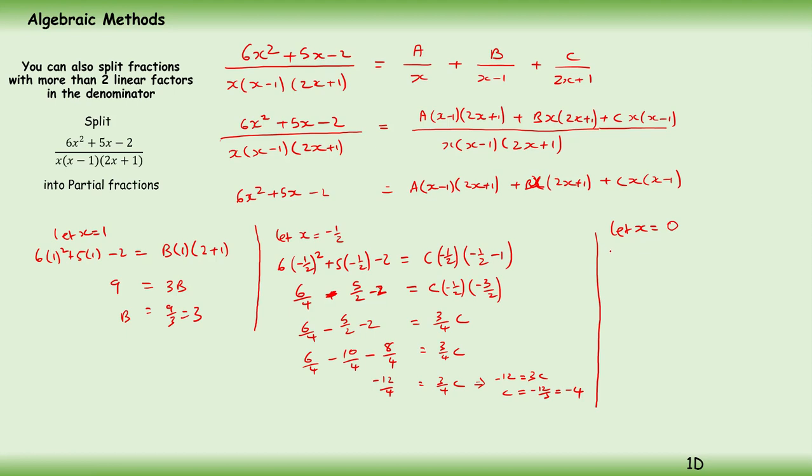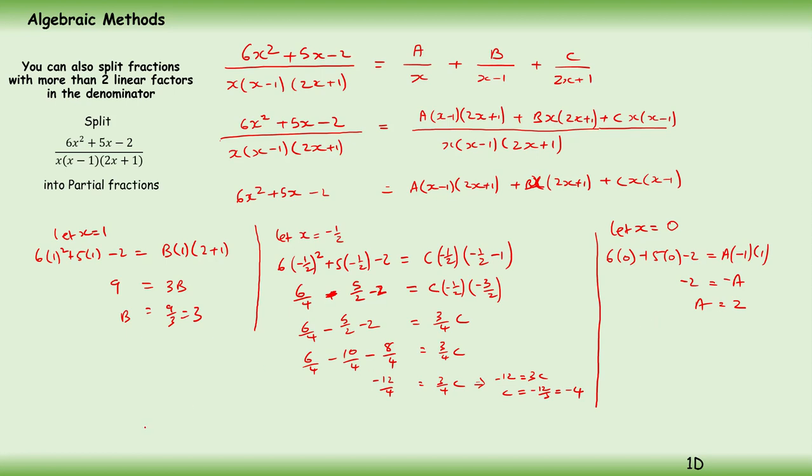So let's work it out then. So we got 6 times 0 plus 5 times 0 minus 2 is equal to a times 0 minus 1, so minus 1. And here we got 0 plus 1, so 1. So that means it leaves me with minus 2 is equal to minus a, so a is equal to 2. So those are my three terms.